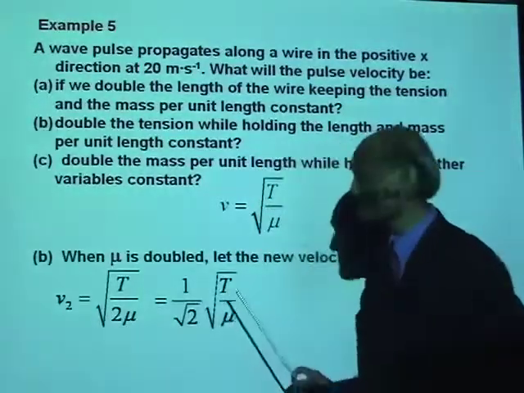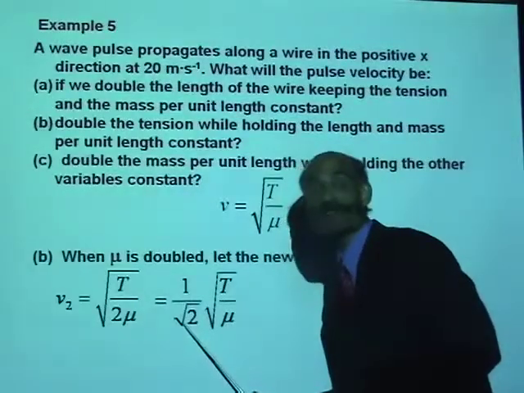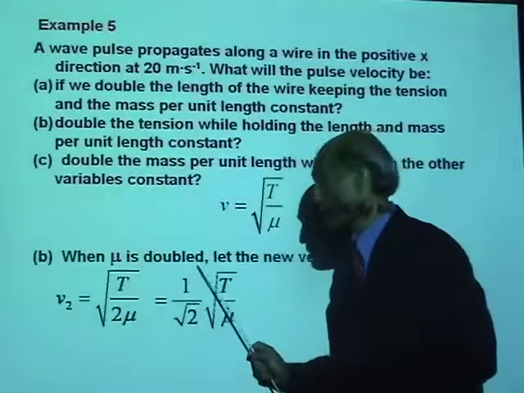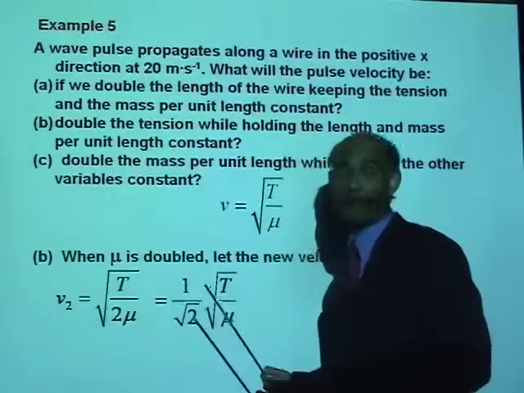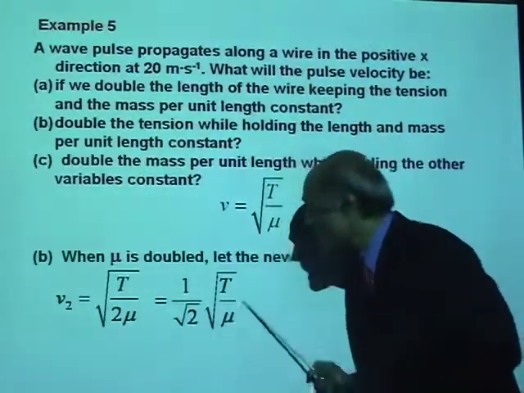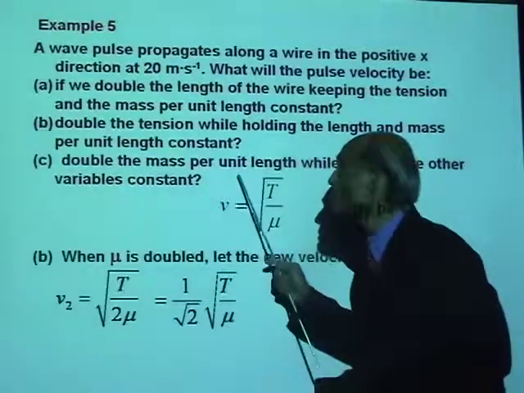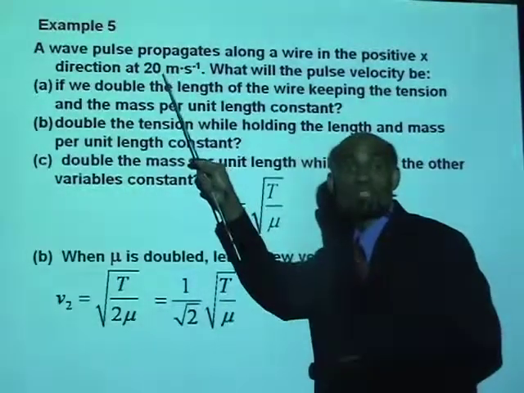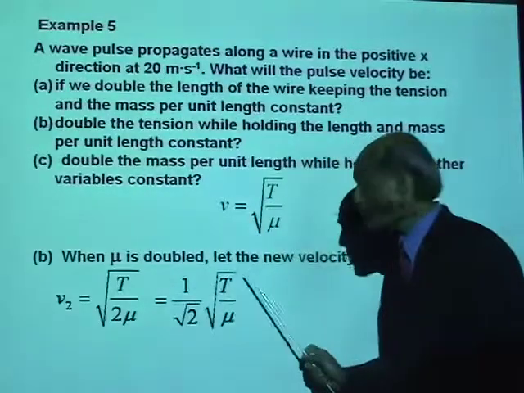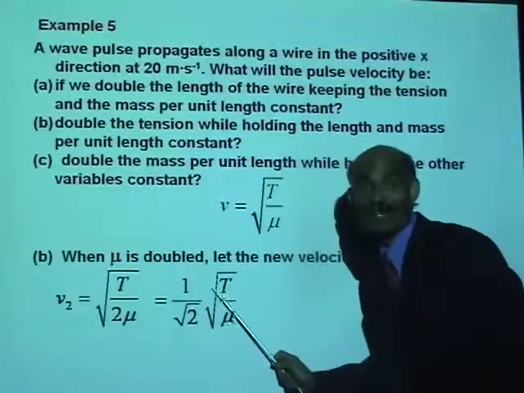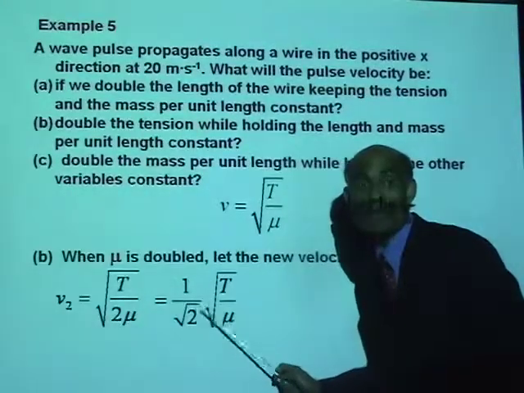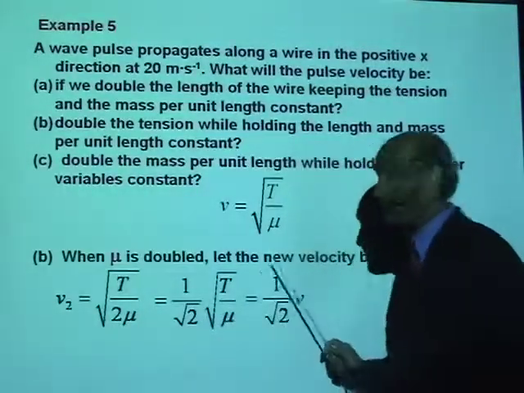So look at the way I wrote it. 1 over square root 2 times square root T over mu. I hope you understand that one. Now, what is this quantity now? Square root T over mu is the original speed, which is 20 meters per second. So how can you write this one now? This is V multiplied by 1 over square root of 2.